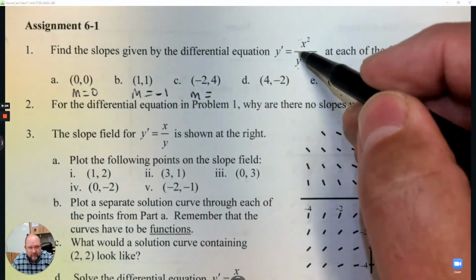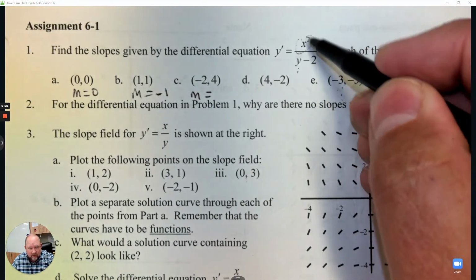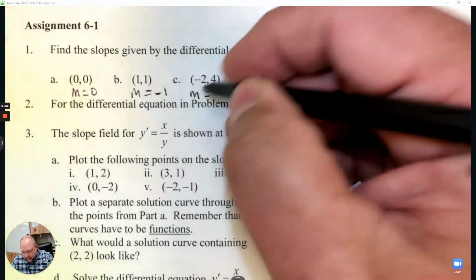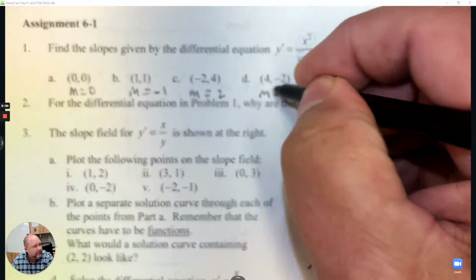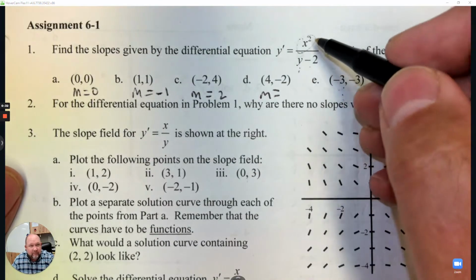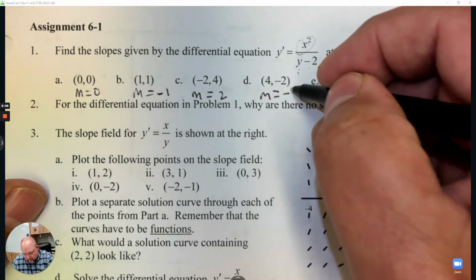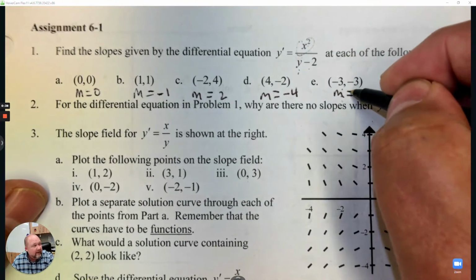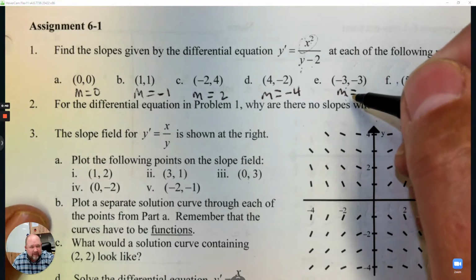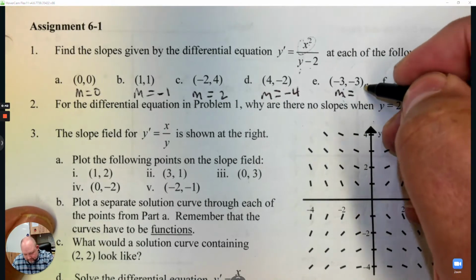Plug in -2 and 4. That's positive 4 over 2. That's 2. For D, plug in 4 and -2. You get 16 divided by -4. -3 and -3 is going to be a fraction. That's 9 over -5.